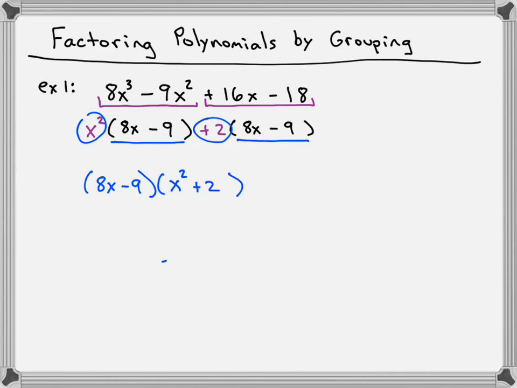When you work on your own for the homework and you check your answers with the answers provided, it might also show these in a different order. So if your answer looked like this, we know that's the same thing because the order in which we multiply does not matter. So either one of those would be acceptable answers.